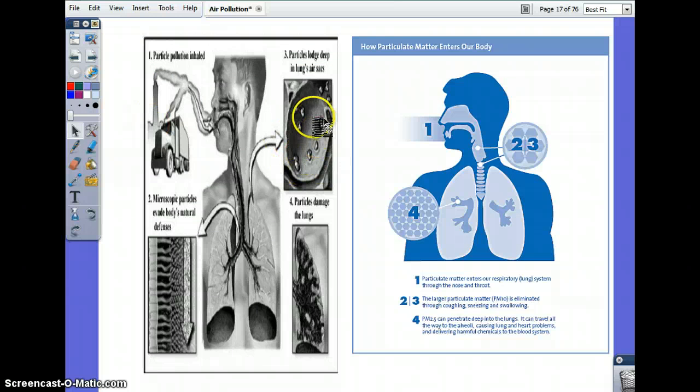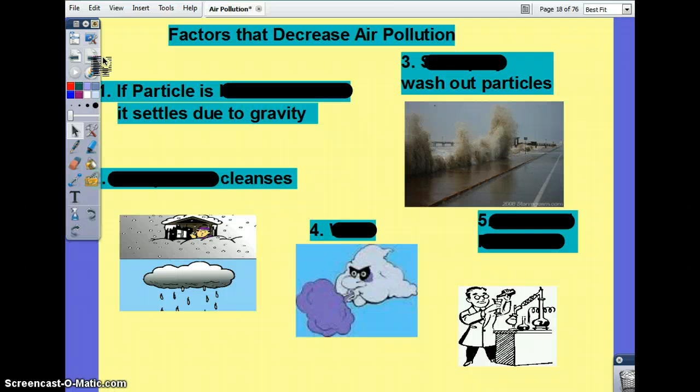Here's a picture of a lung with some particles inside of it. Remember, any air pollution in the troposphere is going to lead to respiratory damage, eye irritation, and things of that nature. So what decreases our pollution in the atmosphere? If a particle is heavier than air, it's going to settle due to gravity, so it's not going to make it to the troposphere or lead to pollution.